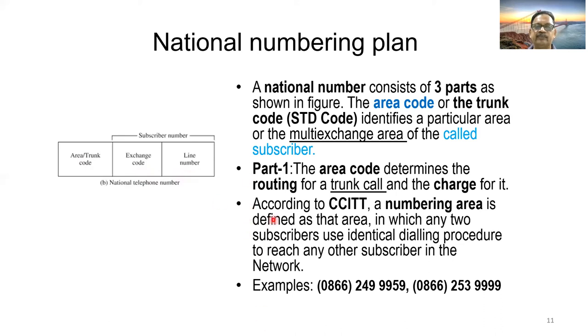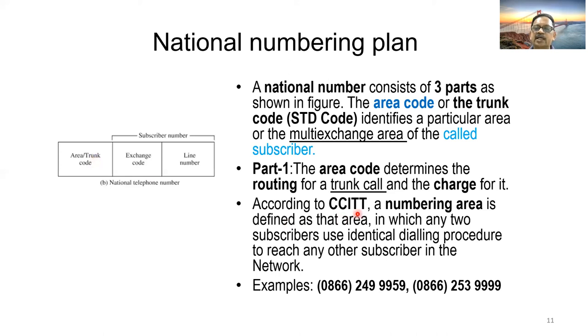Okay, let us discuss. Part 1, the area code determines the routing for a trunk call and the charge for it. The significance of this part 1 is to identify the area. Somebody is calling from somewhere. He is calling me, so my area is to be identified. I belong to the Vijayawada area, so my area code is 866. That is the significance of this one. Based on the area code only, the calls are charged by the service provider.